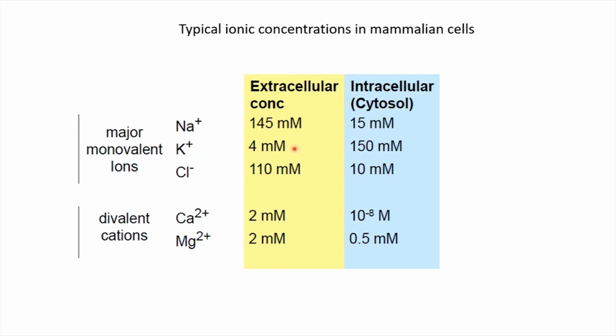Potassium shows the opposite trend, which is that it is present at a higher concentration inside and at a lower concentration outside the cells. Chloride is similar to sodium. It is present at higher concentration outside and lower concentration inside. The divalent ions are present in much smaller concentrations, and they are present at a slightly higher concentration outside compared to inside. But the overall concentrations are much lower compared to these monovalent ions, as you can see.